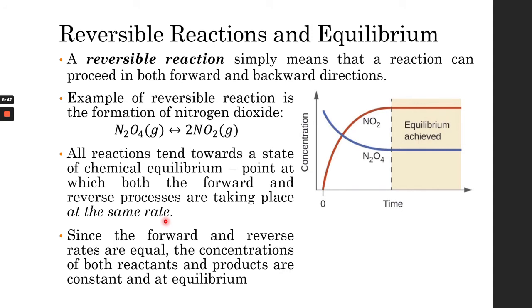Now, since the forward and, sorry about that noise, but since the forward and reverse reactions are happening at equal speed, the concentrations of both reactants and products are constant and at equilibrium. So as you can see here, they're constant because they're not changing. They're not changing because even though NO2 is being used up going back to N2O4, some N2O4 also goes to NO2. So it's just going back and forth. So you can think of this as the particles going back and forth, no? Some N2O4 becomes NO2 and some NO2 goes back to becoming N2O4.